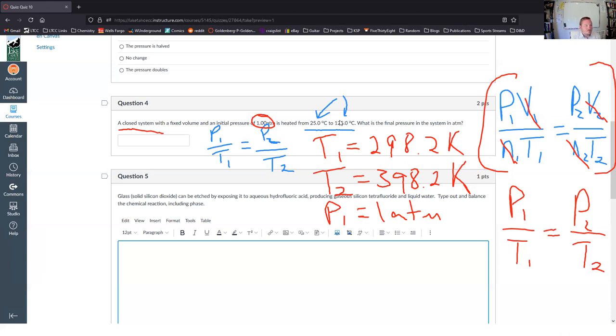So these equations only work if your temperature is in Kelvin or your temperature is constant. If it says your temperature is held constant at 25 Celsius, that's fine. It's the same. It doesn't really matter if it's the same in Celsius or the same in Kelvin. You're still going to cancel it out when you look at this combined gas law, right? But anytime your temperature is changing, or if you're using PV equals NRT, it has to be in Kelvin, or it doesn't work.